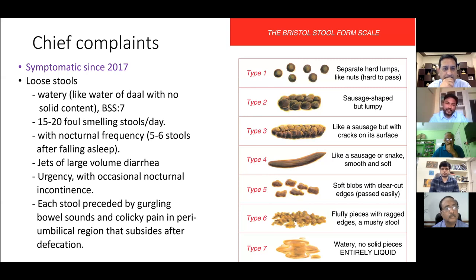He says he has jets of large volume diarrhea coming out every single time he goes to stool. He says he has to run for this. He has urgency, and at times he also has incontinence while he is asleep. Every time he passes stool, it is preceded by a gurgling sound and colicky pain, predominantly in the periumbilical region.